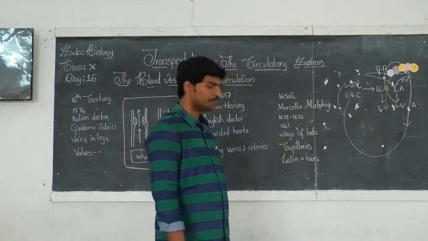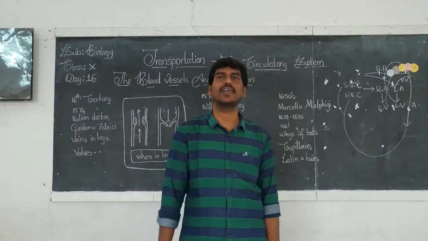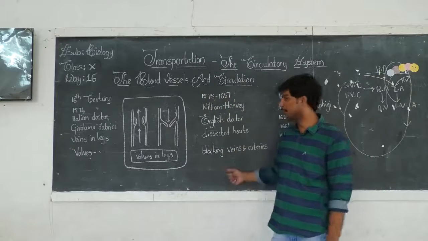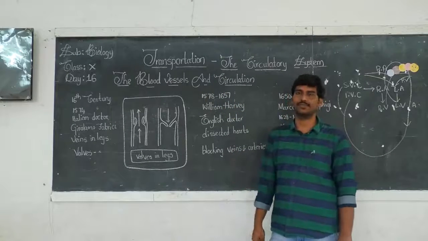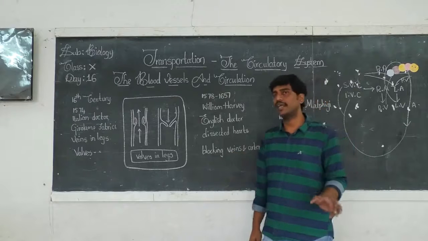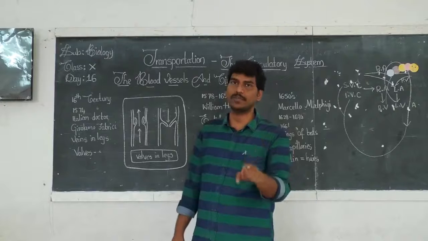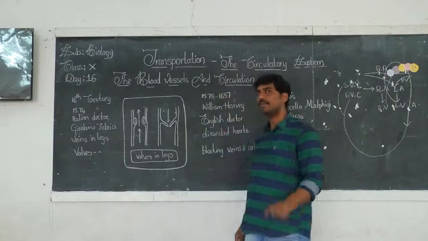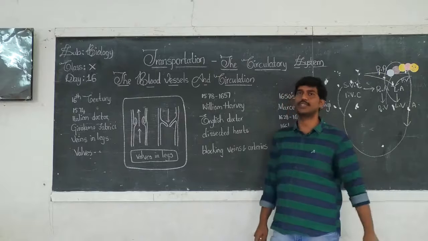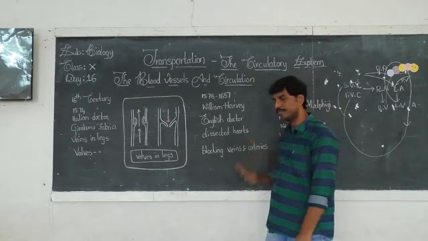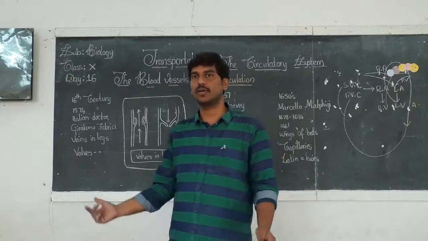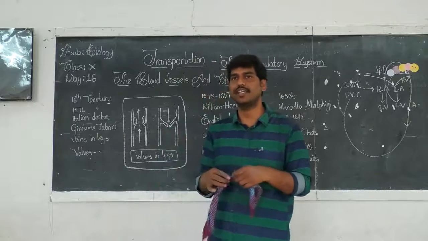Now let us see the experiment William Harvey did with blockage. That is nothing but blocking of veins and arteries. I have told you, when veins are blocked, blood gets accumulated away from the heart, whereas when arteries are blocked, blood is accumulated towards the heart. Now let us try to study the same thing.